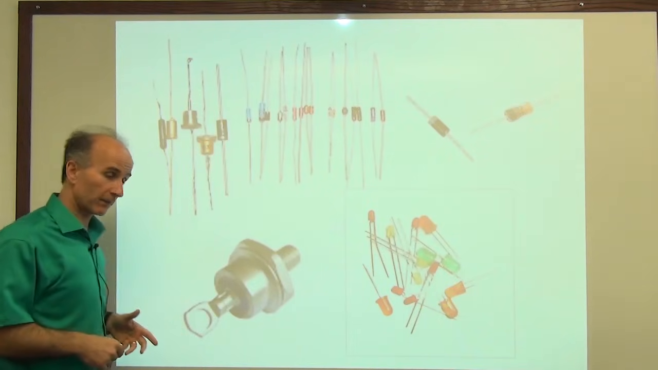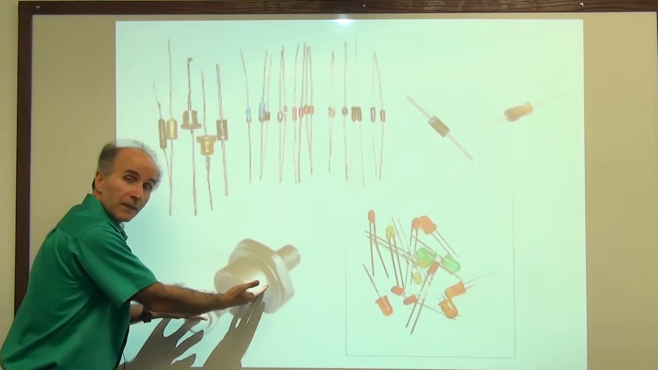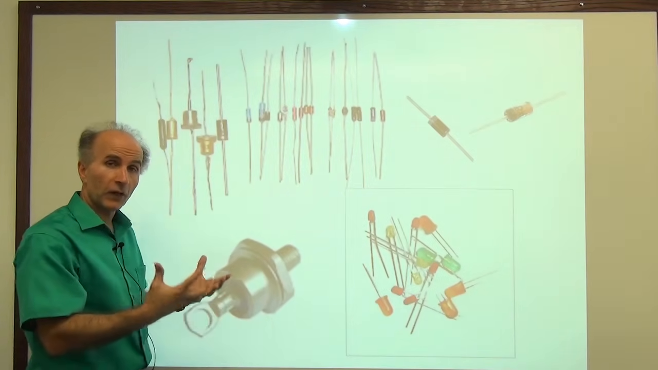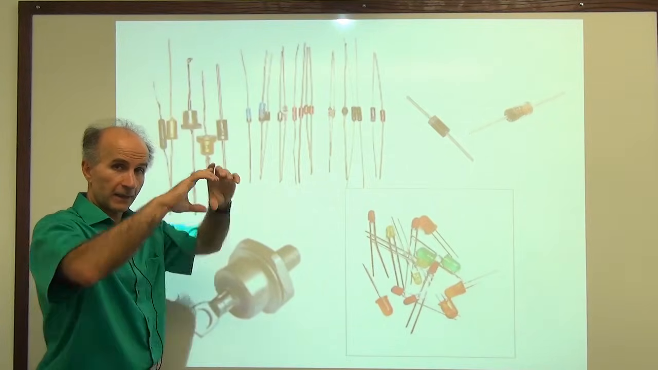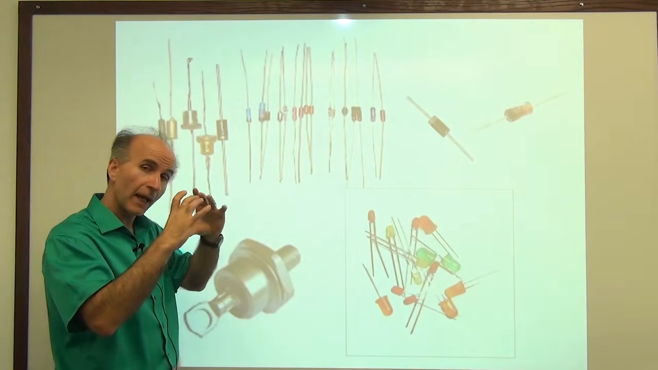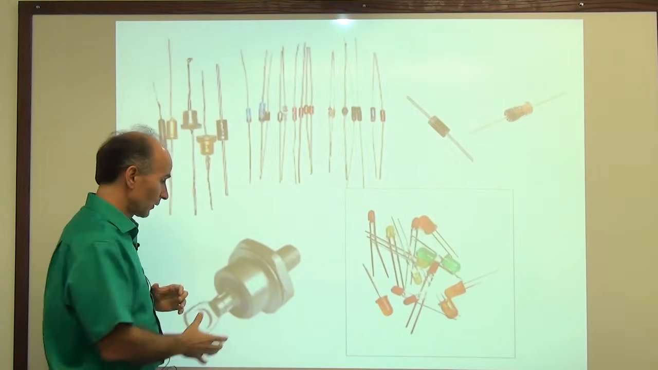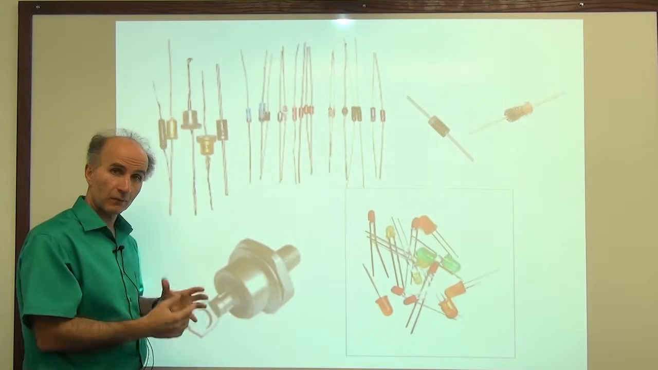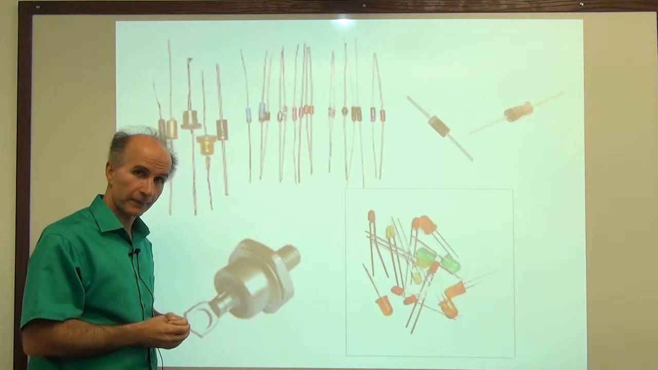In fact, in power applications, you have something as big as this. Remember, for the diode to carry a lot of current, its junction area, that A factor of A in IS, has to be very large. So you get devices as big as this for high current applications.